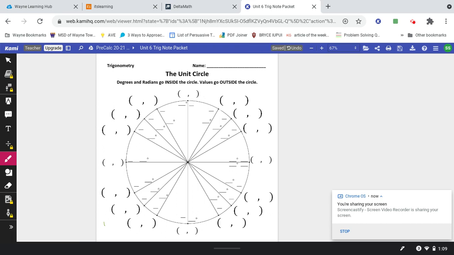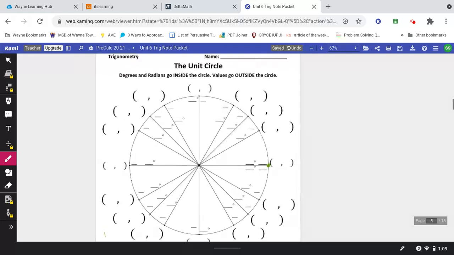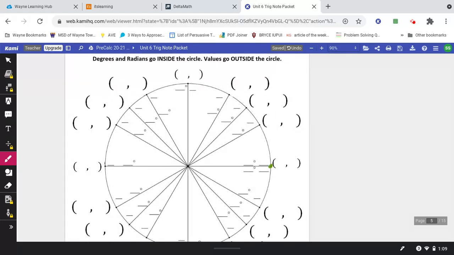For today, we're going to be talking about the unit circle. The unit circle is something that we are going to use throughout trigonometry class. So what happens here is you have this big circle, and your starting point is right here, over on the right-hand side. That's where we start, and then it goes around the circle in that direction, so counterclockwise.